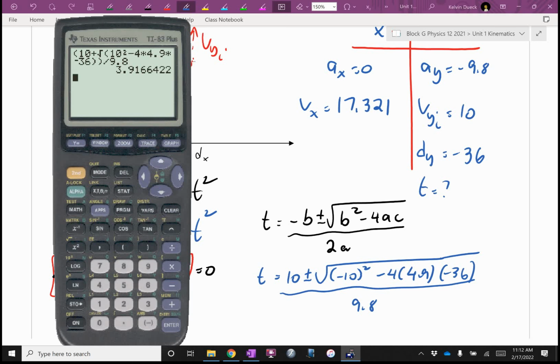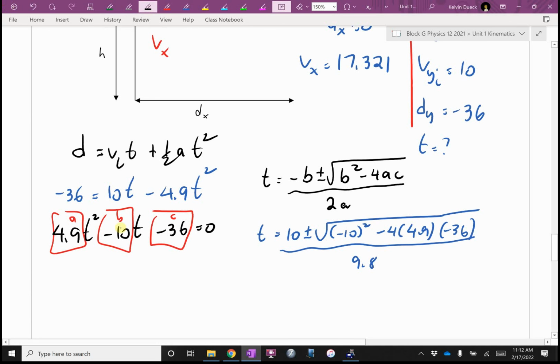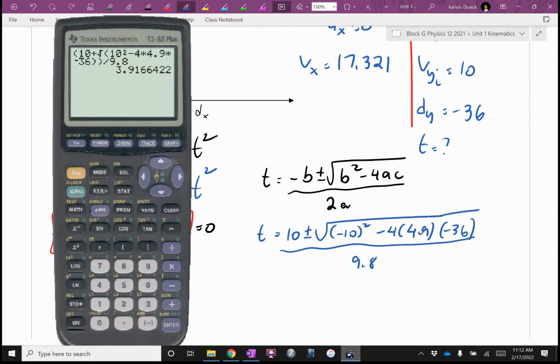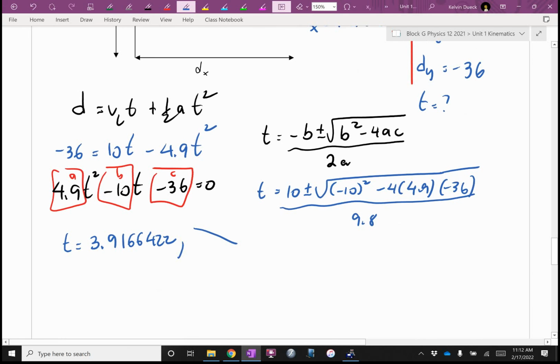3.91666422? I'll carry all that because this is not my final answer. 3.91666422. Okay, I can do that. T equals 3.91666422. And I think the other one is negative, yes? I'm going to just reject it.